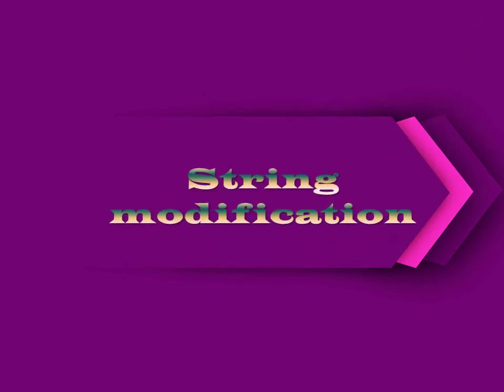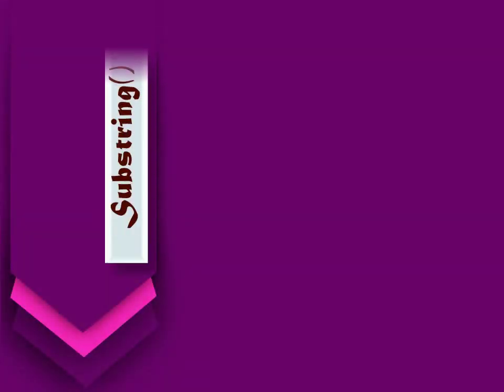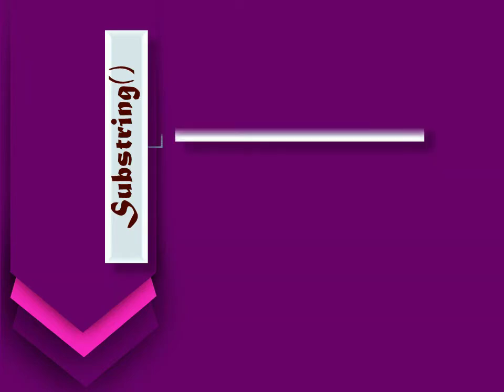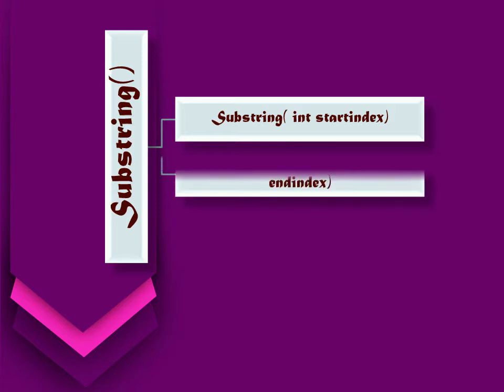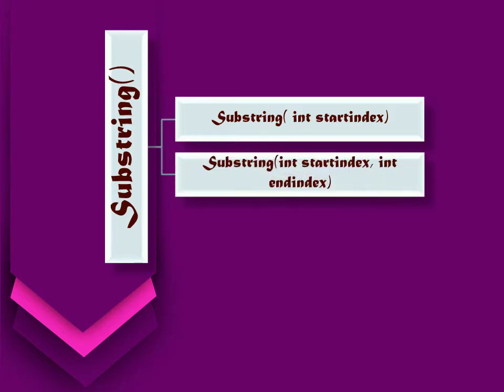Next, we will see string manipulation. What modifications can be done? One is the substring method. If you want to print only a few characters or a substring of a given string, you can make use of the substring method, and it is classified into two: substring(int startIndex) and substring(int startIndex, int endIndex).